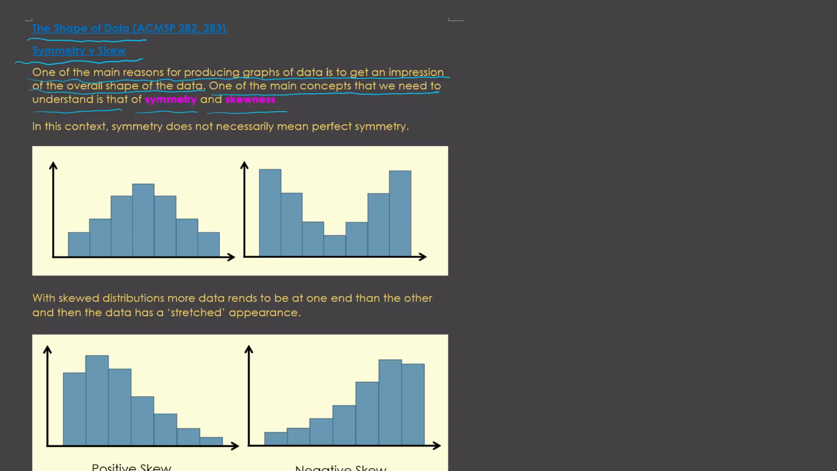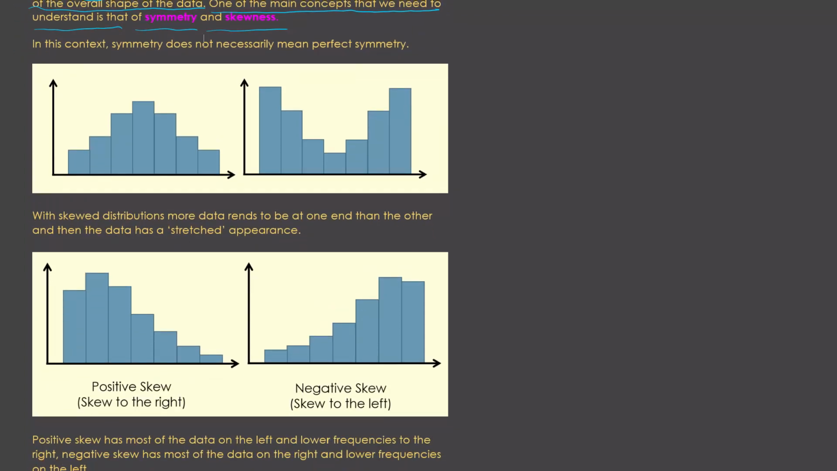If we look at these top two diagrams, we can see that they are symmetrical. This one has this shape, and this one has more of a U shape, but they are symmetrical. However, in this context, symmetry does not necessarily mean perfect symmetry. The ones I've drawn here are perfectly symmetrical, but if this bar was a little bit lower here maybe, and this one a little bit higher, we would still consider that to be symmetrical.